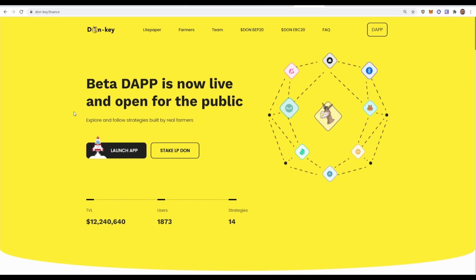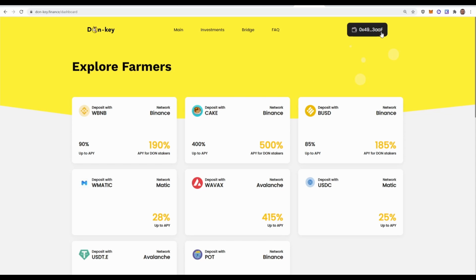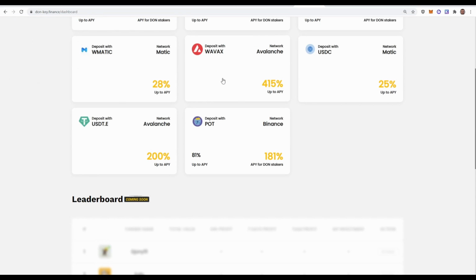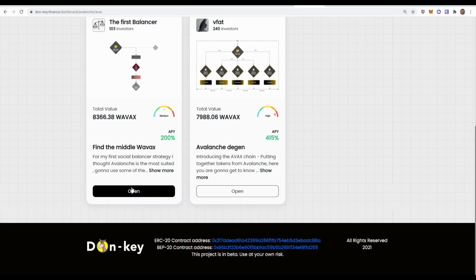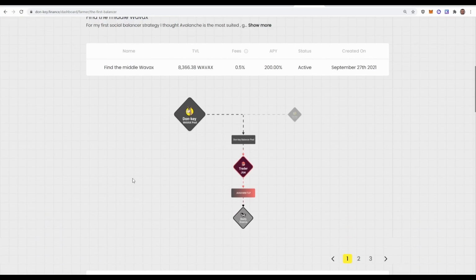And today we're going to discover how the AVAX farms work, specifically those deploying the first balancer strategies. So we're going to head to the dApp and we're going to first click here on AVAX. Now let's have a look at the first balancer strategy. At first it seems a little bit simple, but there is actually a lot to this strategy.